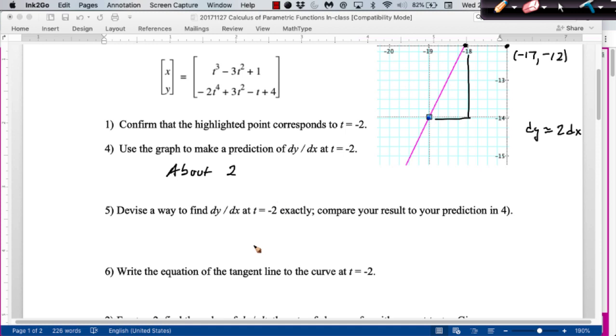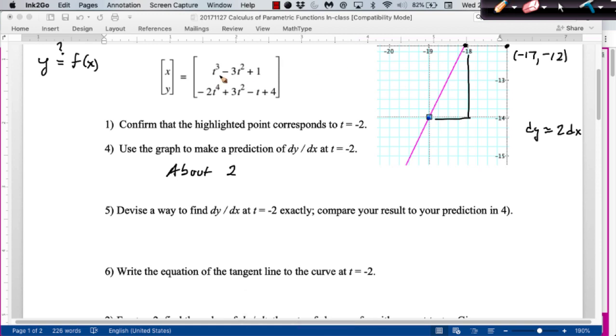Okay? And now we want to get it exactly. I want to get dy/dx. So one thing is, can we get y as a function of x? We did that in the last class: combine the equations, get rid of the t, and just get an equation of x and y. How about here? How's that looking? It's not going to be great, right?